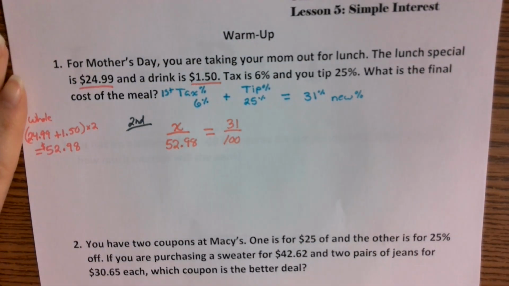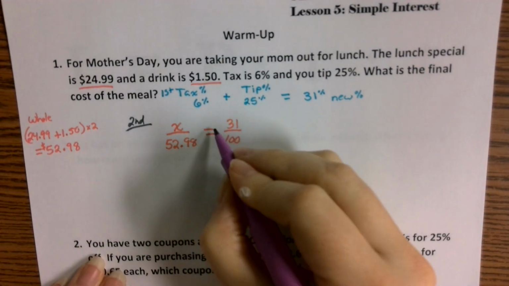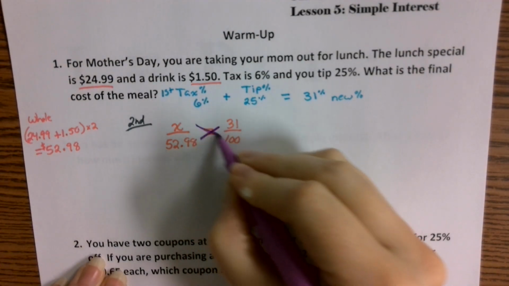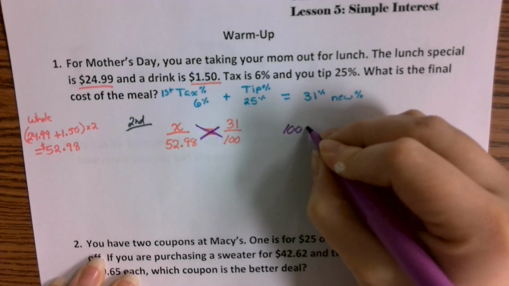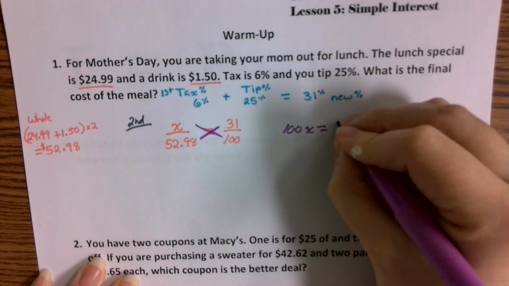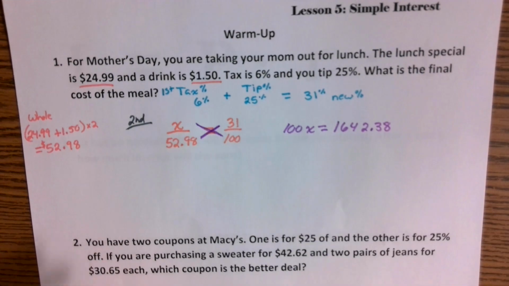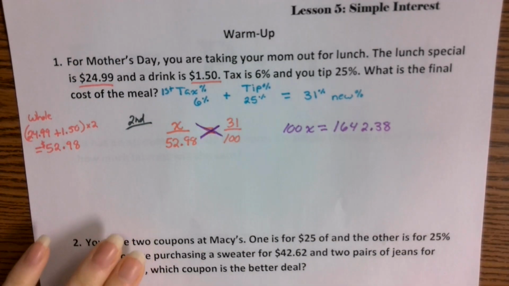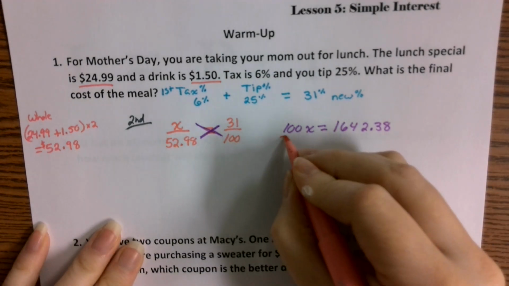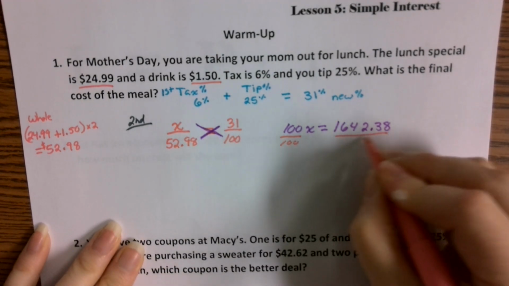And then we're going to go ahead and solve for X. So we just do our cross product. We're going to multiply and multiply. This gives us 100X is now equal to 1,642.38. And then we go ahead and divide. We're going to divide both sides by 100.